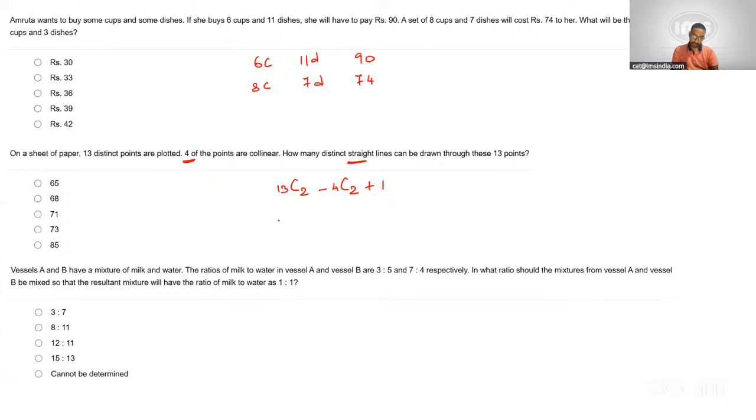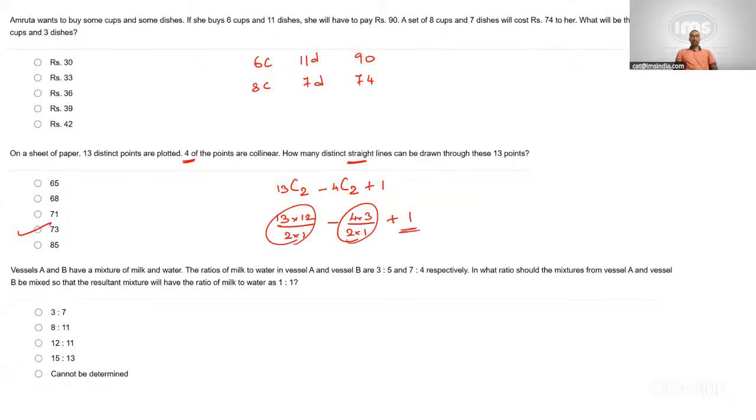Anyway, let's get to solving. 13 into 12 by 2 into 1, minus 4 into 3 by 2 into 1. Again, I assume NC2 is doable for all of this. Plus 1. So this would be 78 minus 6, 72, plus 1. 73 would be the right answer.